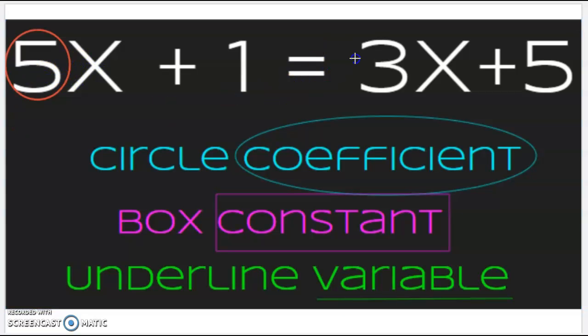So I'm going to go ahead and circle my two coefficients. My coefficient on the left is a 5. My coefficient on the right is a 3.